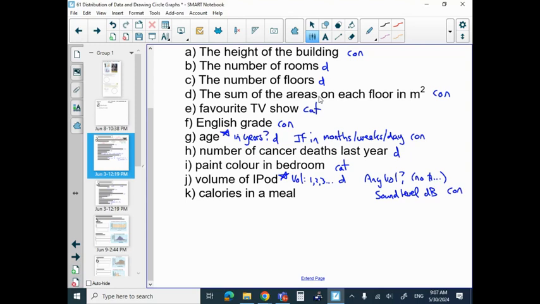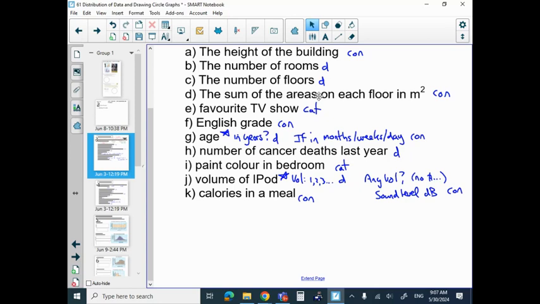Calories in a meal, right? That would just be something you could measure, of course. It can be continuous because you could weigh out the number of grams of the meal and the type of food and look up how many calories per gram it is, and so on. So that'd be continuous for a measurement.